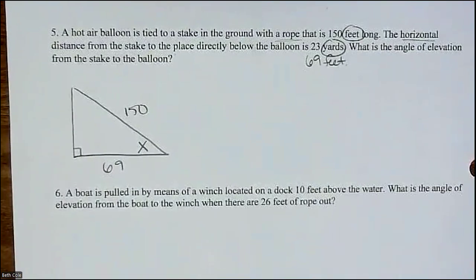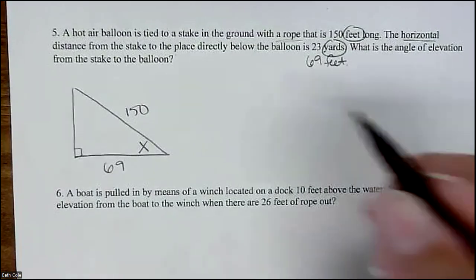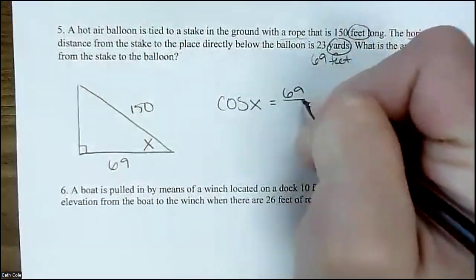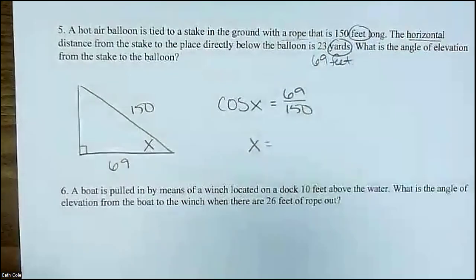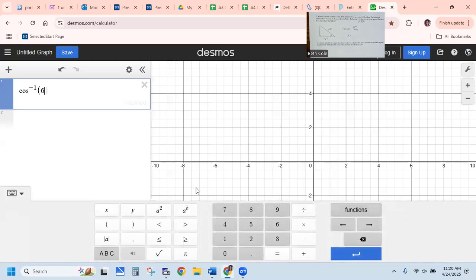So sine, cosine, or tangent is the next question. It is cosine. We have adjacent and hypotenuse. So cosine X equals 69 over 150. And I'm gonna go and type in cosine inverse. And it is 62.612 degrees.